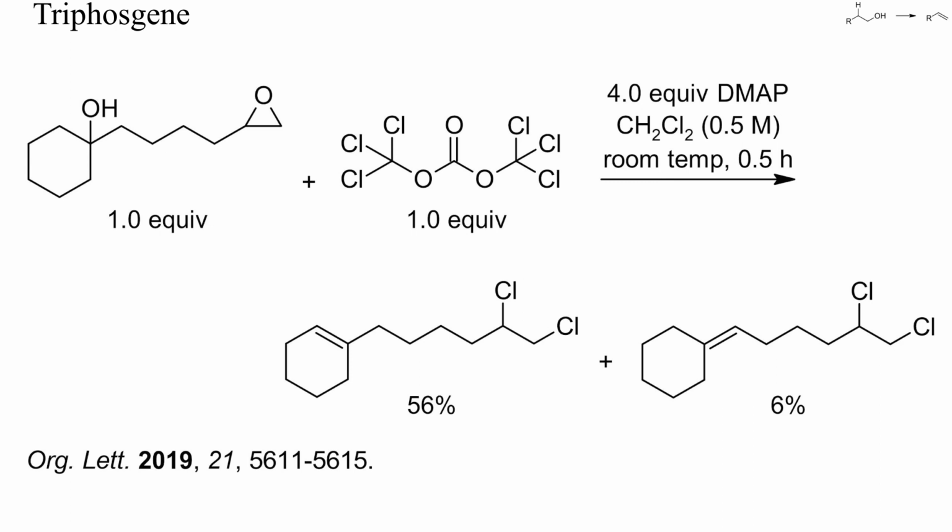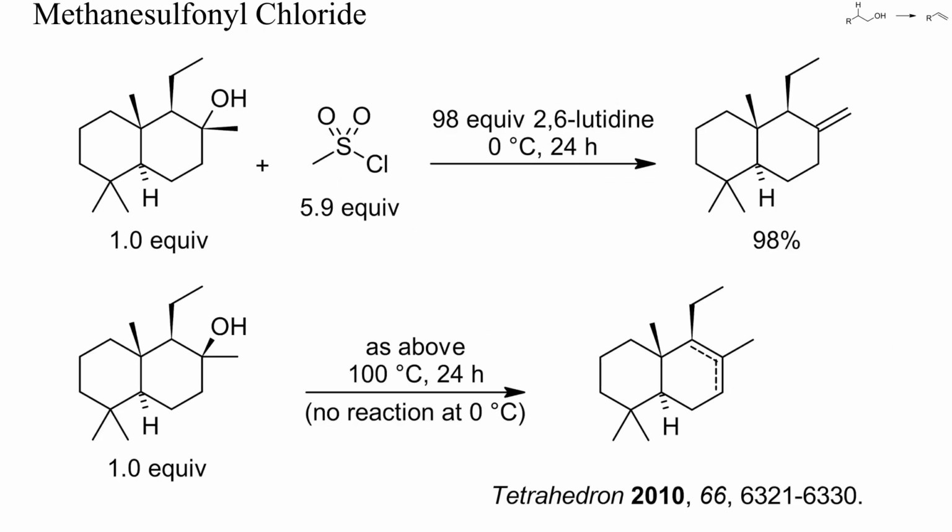A mixture of two isomeric alkenes resulted, but the epoxide underwent complete conversion into a dichloride. This is again a dehydration of the tertiary alcohol shown earlier that rearranged under acidic conditions. One diastereomer of this alcohol could be cleanly dehydrated with methanesulfonyl chloride and dimethylpyridine to the exocyclic alkene. The other diastereomer was less reactive and only yielded a mixture of internal olefins.